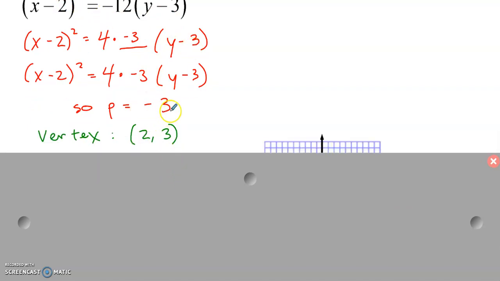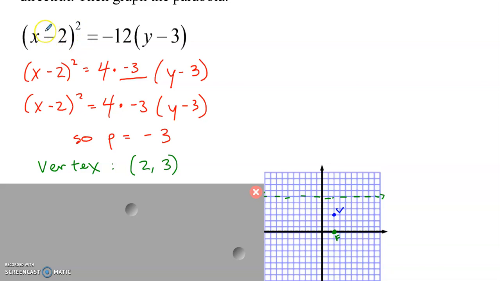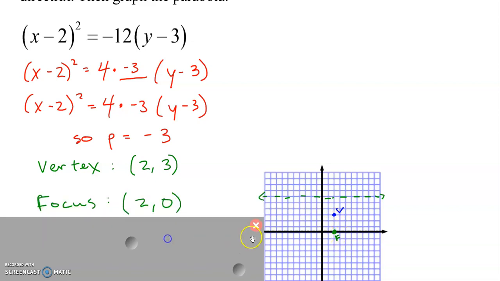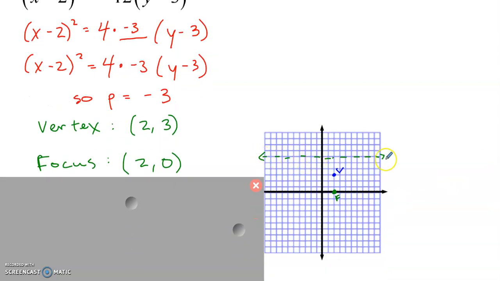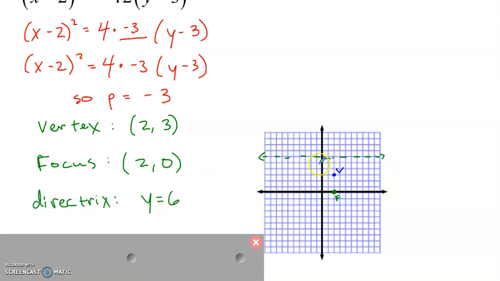The focus is negative 3 units from there, but you have to make sure you know which direction that it's in. So that's where you look at this equation and you say, okay, because the x part is squared, that means it's going to be up or down. And then because that's a negative number, it's going to be down. So the focus is 3 units beneath the vertex at the point 2, 1. That will mean the directrix is 3 units above the vertex. Since this is a horizontal line, its equation is going to be y equals, and 3 units above the vertex will be at 6. So it'll be y equals 6.